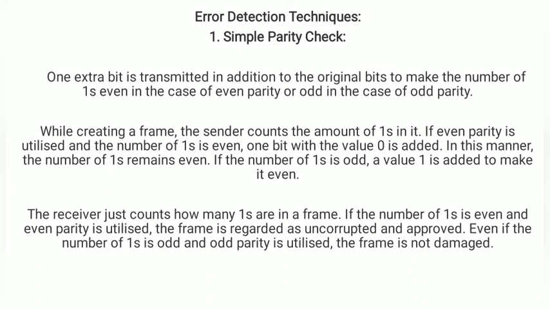This method simply counts the number of ones. If it is odd, then append a single one bit to maintain even parity and send to the receiver side. The receiver checks the data and counts the number of ones. If it is an even number of ones, then it is accepted, otherwise it is rejected.